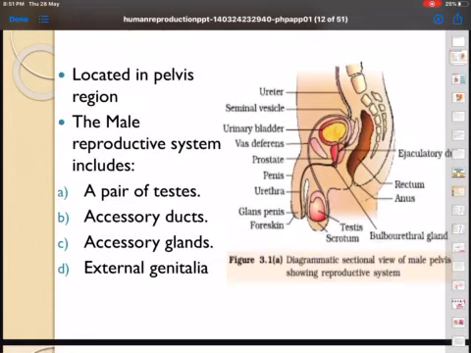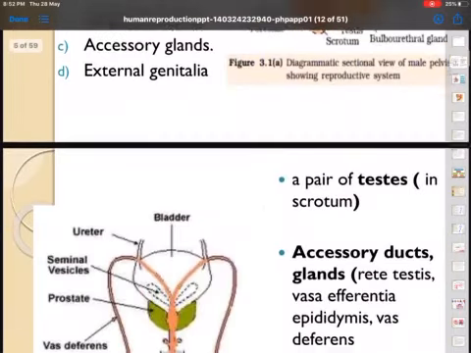So the male reproductive system is located in the pelvic region, and it includes 4 parts: A, a pair of testes; B, accessory ducts; C, accessory glands; and D, external genitalia. Please identify each part in this and understand its use. Look at that: ureter, seminal vesicle, urinary bladder, vas deferens, prostate gland, penis, urethra, glans penis, foreskin, scrotum, testis, bulbourethral gland, and of course the ejaculatory duct.